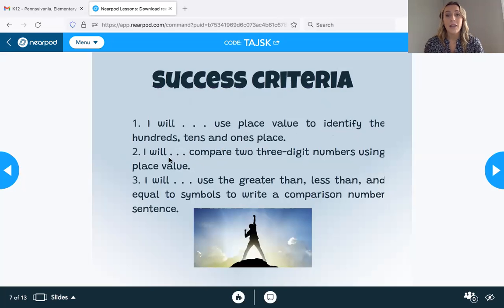Number 2, I will compare 2 3-digit numbers using place value. So there's that word again. We're going to compare 2 3-digit numbers. So if I had 328 and 564, which number is greater than, less than, or are they equal to each other? That's what that number 2 means.